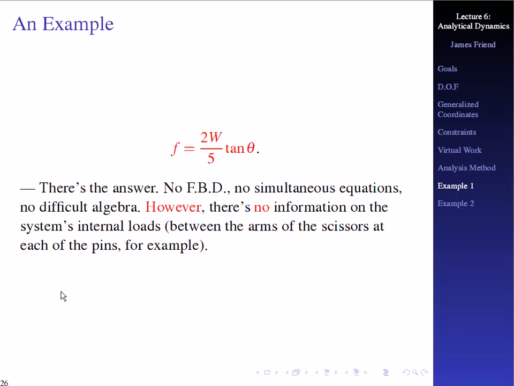So, in other words, if we solve for it, F is equal to 2W divided by 5 times tangent theta. And this is the answer. That's all there is to it. So then F is equal to the weight of the block times tangent of theta, whatever theta turns out to be, with the 2/5 in there.